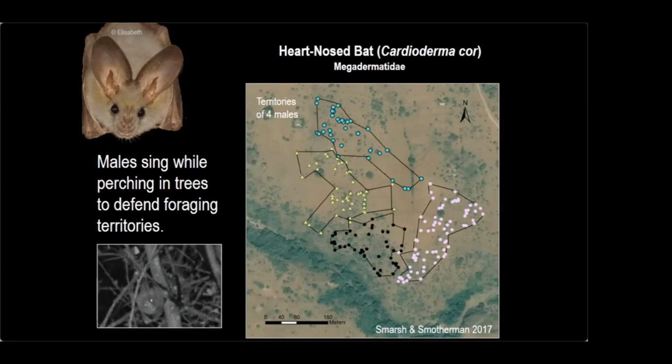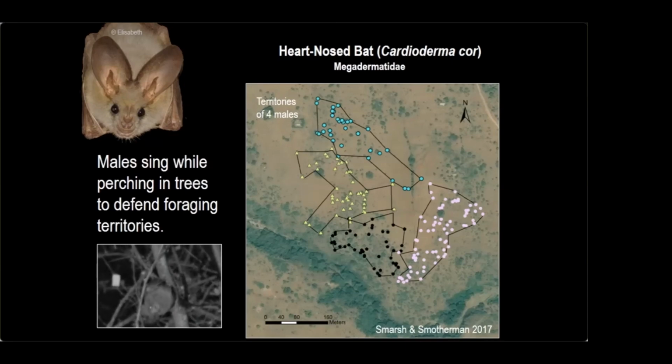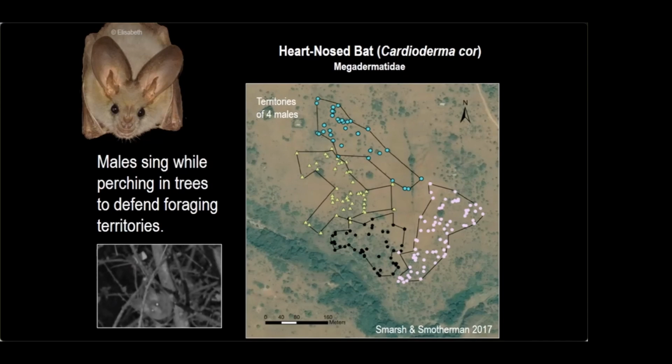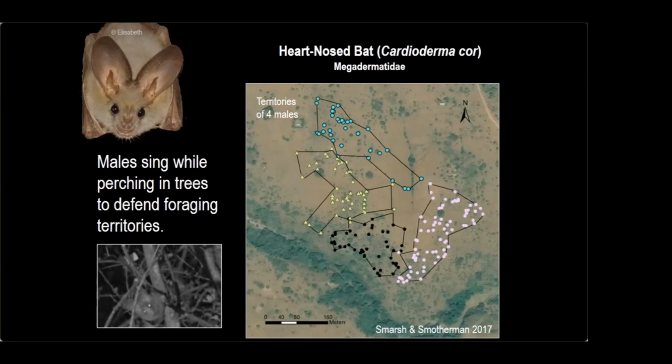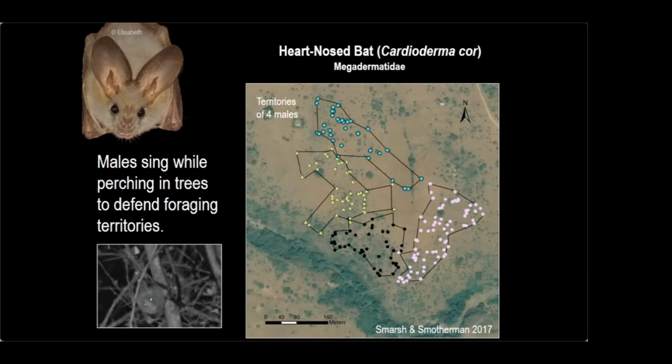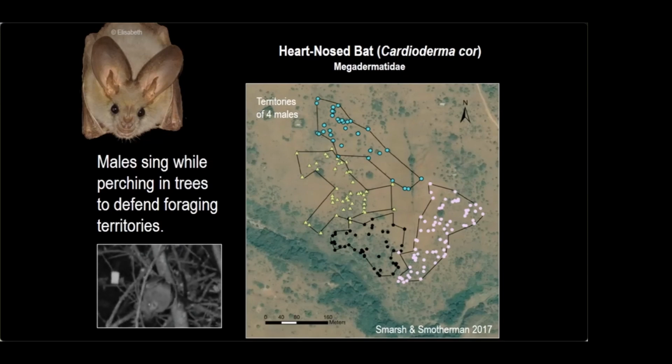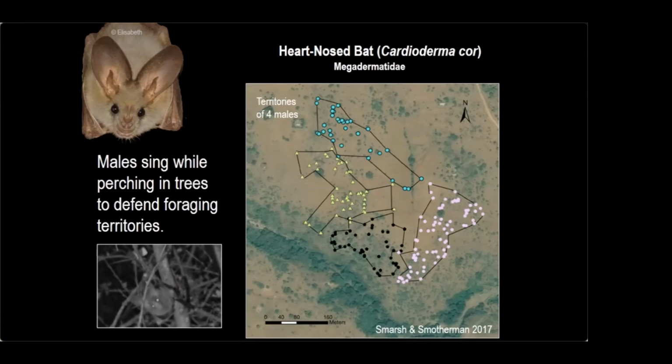So why are males of this species singing, and where are they singing? You can already see that in the video down here. Males sing while being perched in trees, and they sing to defend foraging territories. What you see here, this is work done by Grace Marsh and Mike Smotherman, is the territories of 4 different males, color-coded, and males defend their territory borders acoustically by producing song, just like songbirds do.